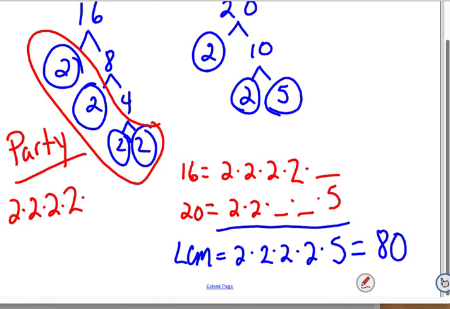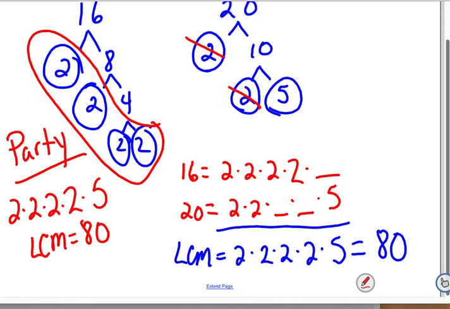These 2 don't get to come. I already got a family of 2s. I don't need any more. I got a group of them already. But the 5 gets to come because I don't have any families with 5. And so now that family gets to come. So these are my members of people at the party, which is the same as using the prime factorization method. And I still come up with my LCM equals 80.